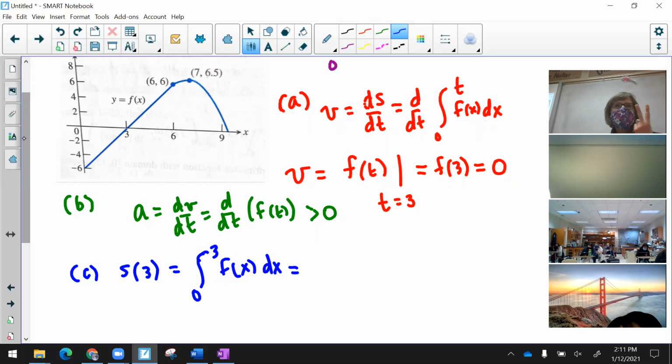What are the 2 ways you know how to evaluate an integral at this point in your life? Dagny, what's one? So we could find the area under the curve. Could we do that easily? What is that shape? It's a triangle. Can you find the area of a triangle? Yeah. Okay. What's the other way you know how to evaluate an integral?